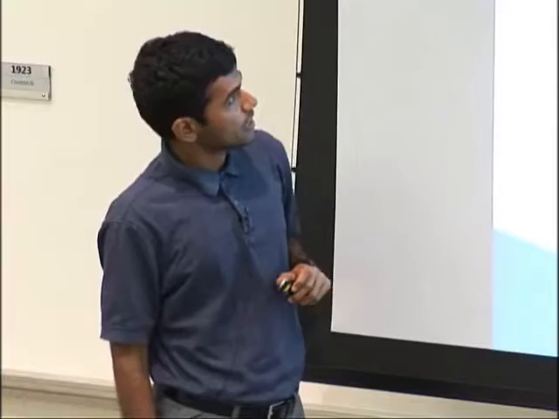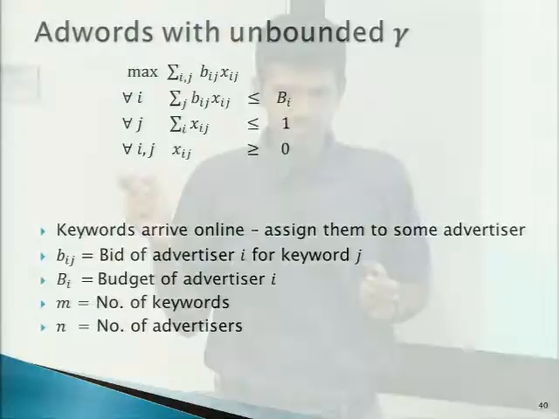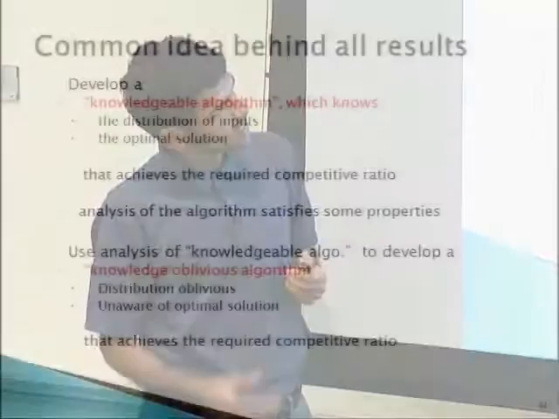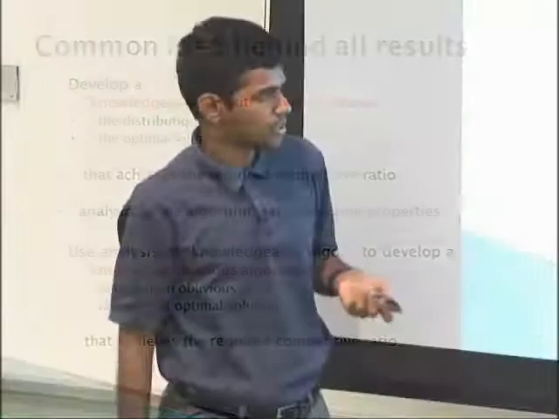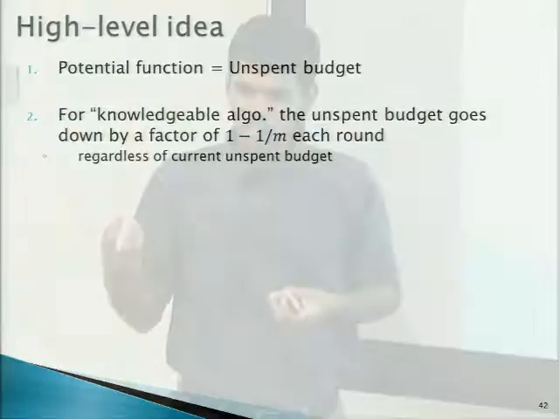Now this is the second problem, with unbounded gamma, where the bid-to-budget ratio is unbounded, that is, a bid could be as big as the budget. For this problem, as I said, the algorithm really is the same. This is a two-step process of developing a knowledge-aware algorithm and then dropping knowledge of the distribution, except that the potential function is now the unspent budget. Now you want to consume as much of the budget as possible from every advertiser, which means your goal is to minimize the unspent budget of every advertiser.